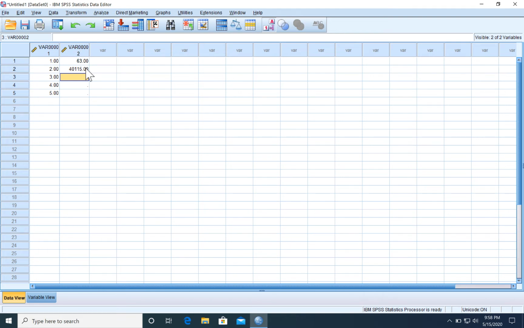Oh, I made a mistake, it looks like. All right, good thing I caught it now. So these are the expected frequencies. Let me just go to variable view.